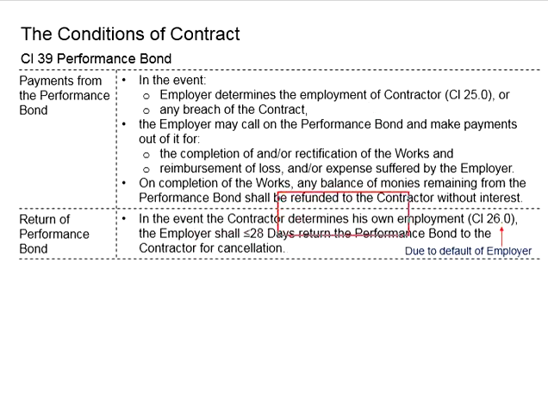Because the determination of the own employment of the contractor means the contractor is no longer serving the employer. As a result, there is no point for this performance bond. There is no obligation of the contractor to the employer after the determination of the employment. With that, the employer will have to fully refund the performance bond back to the contractor. This is about clause 39 on the performance bond.